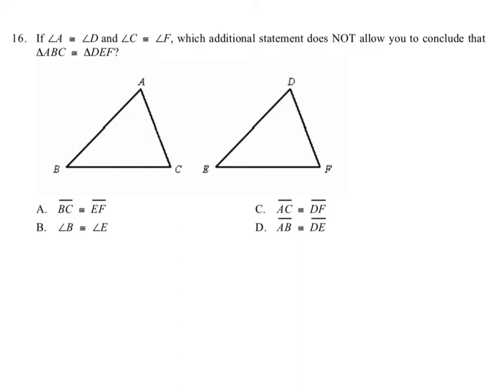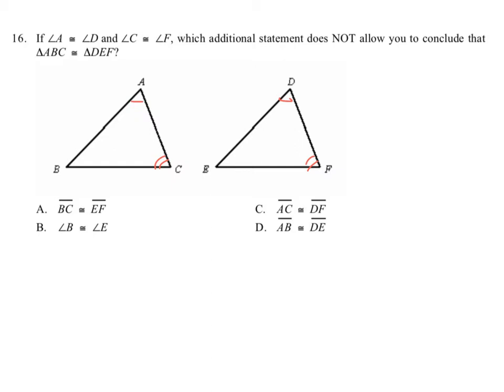Okay, so if angle A is congruent to angle D, and angle C is congruent to angle F, then what we're trying to do is, it says which additional statement does not allow you to conclude that the triangles are congruent. So let's mark what we know. We know that A is congruent to D. We know that C is congruent to F. Having that third angle wouldn't work.